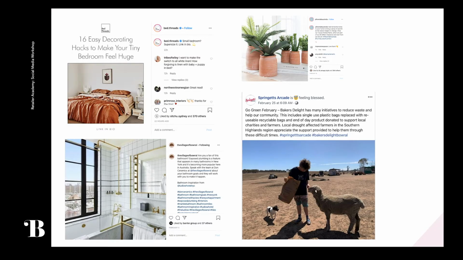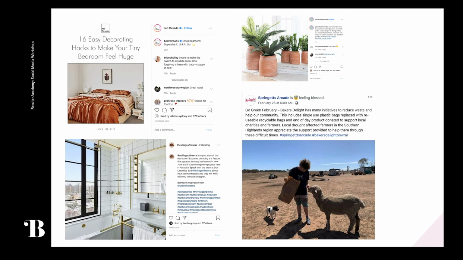So here are a couple of examples that I thought could be really useful. The first one is actually all about bedding. So it's from a place called Bed Threads. And you can see here 16 easy decorating hacks to make your tiny bedroom feel huge. So straight away, the headline is to capture you and say, oh, I have a small bedroom. Actually, what sort of things are they doing that I could probably do if I haven't done them already?